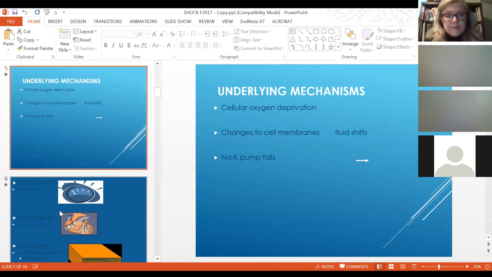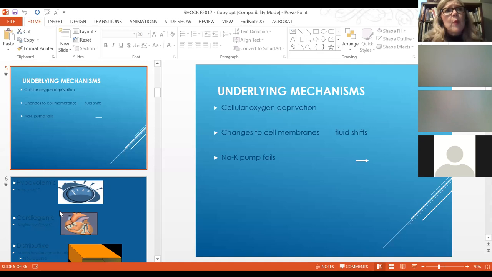And so you find that the cells are not getting the oxygen and nutrients, and they begin to produce alternate sources of energy. So they're going to produce ATP anaerobically. That's when it's not as effective. So you don't have an adequate energy source, and you have lactic buildup. This is when the cells actually begin to swell because of alterations in the process. It also alters the cellular membrane.